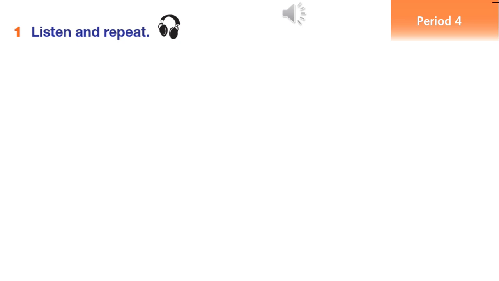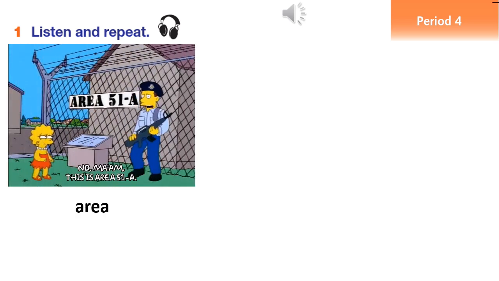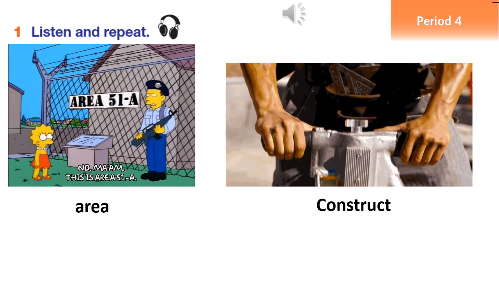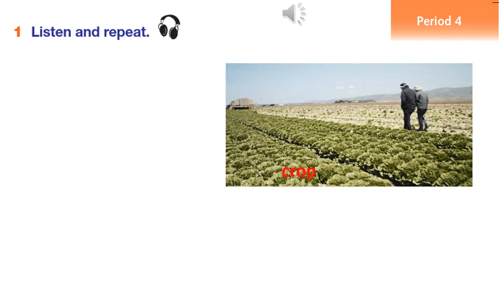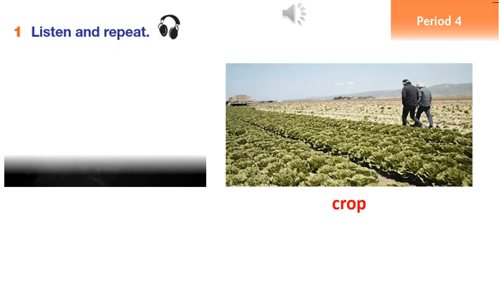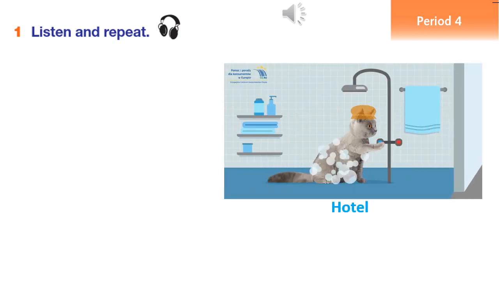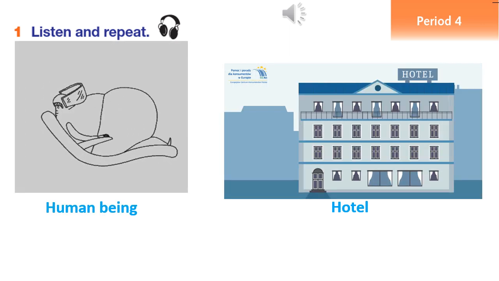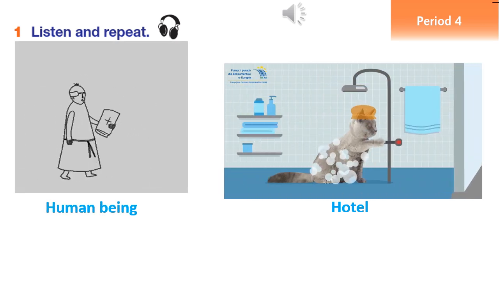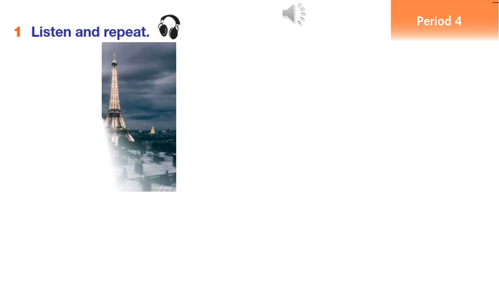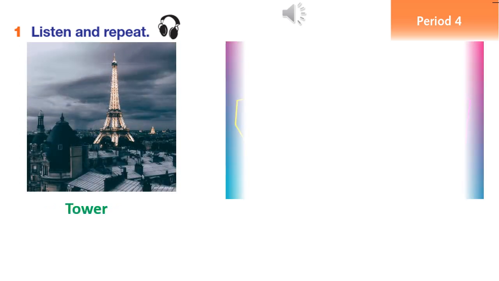Period 4. Activity 1. Area. Construct. Crop. Deep. Hotel. Human being. Tower. Various.